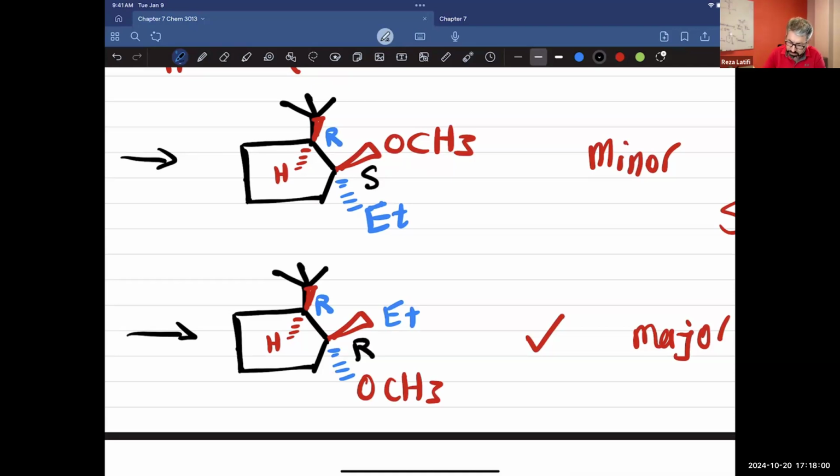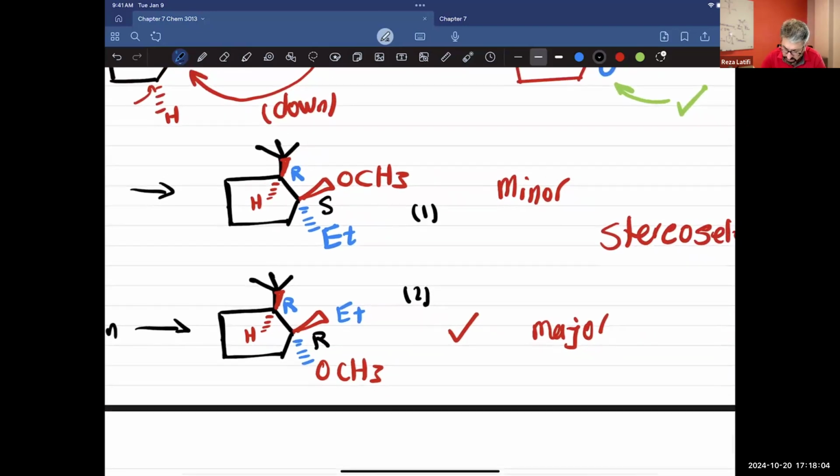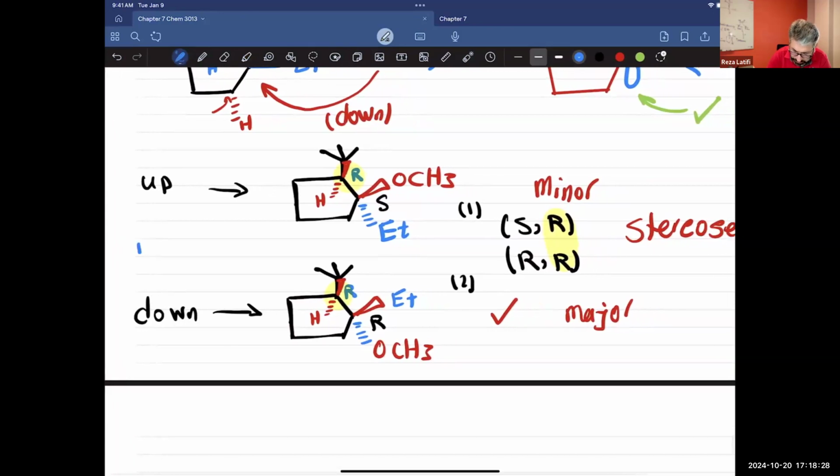So what's the relationship between the first product and the second product? The first product is R and S, or you can say S and R, and the second one is going to be R and R. One of the stereocenters did not flip and stayed as it is. And I'm talking about this stereocenter. So we are talking about diastereomers. These two are diastereomers.